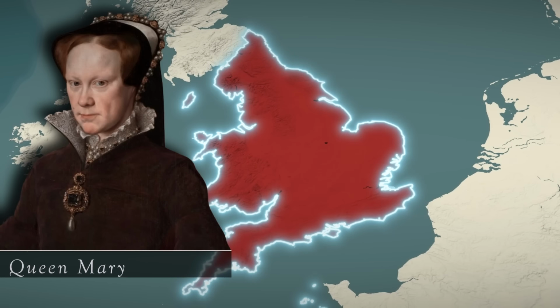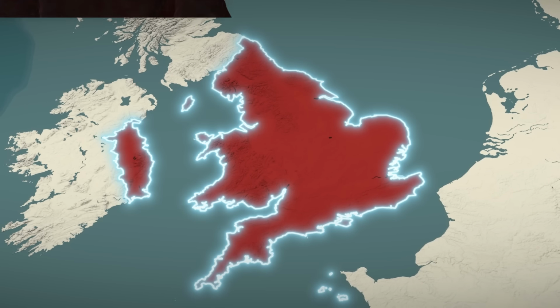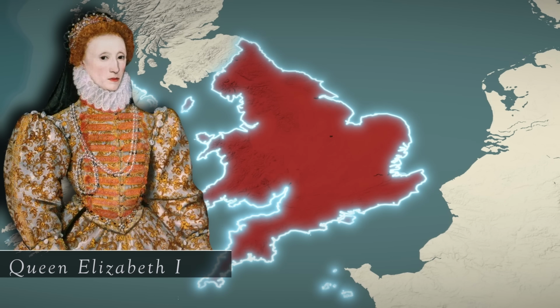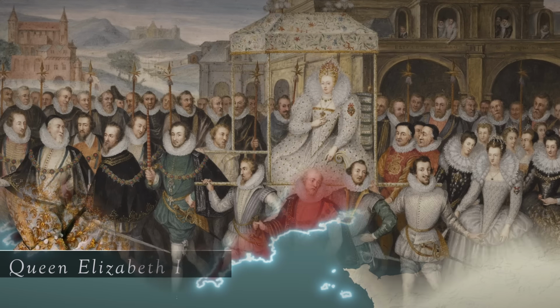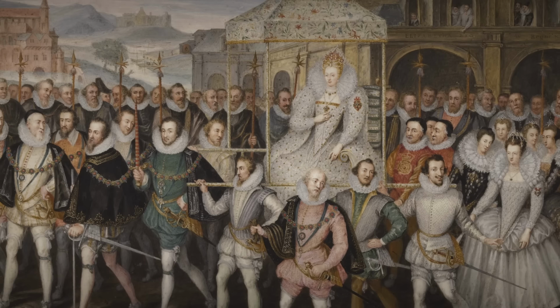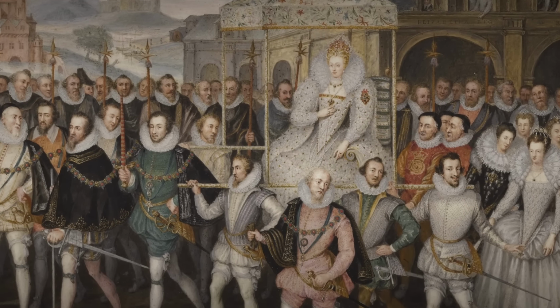Despite being married, she too failed to produce an heir, and so upon her death in 1558, the throne of England passed to her half-sister, Elizabeth. Under Queen Elizabeth I, England entered a golden age of prosperity. The Protestant Church of England was re-established, and some degree of religious tolerance was granted towards Catholics.